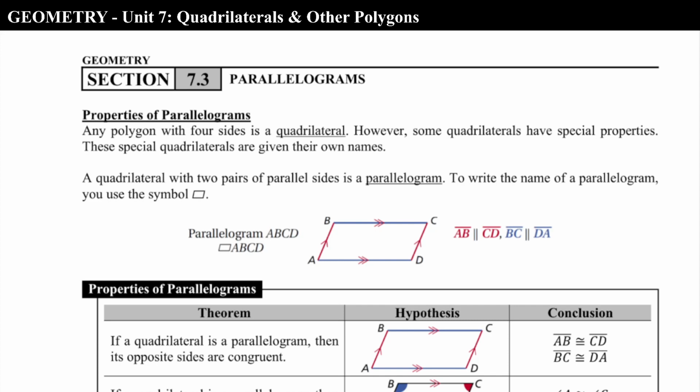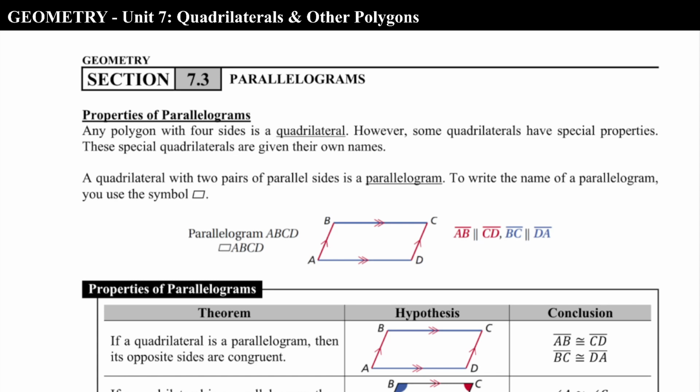So in this section we're going to start talking a little bit more about quadrilaterals. As we've mentioned, any polygon with four sides is called a quadrilateral. That is the generic term for something with four sides. However, some quadrilaterals have special properties, and these special quadrilaterals are given their own names. One of those is a parallelogram. A quadrilateral with two pairs of parallel sides is called a parallelogram. That's where it gets its name.